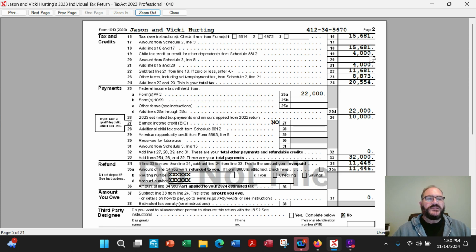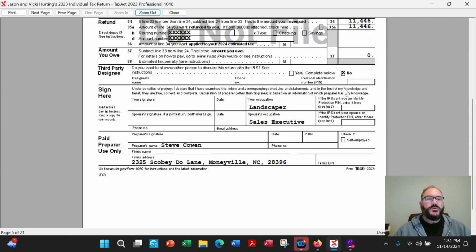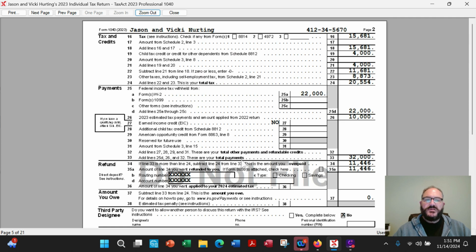They got that $4,000 child tax credit. Then they had those other self-employment taxes come in, so they owed a total of $20,554. On the W-2, Vicky paid $22,000. They'd also put in $10,000 worth of payments. So total payments were $32,000. So they wind up getting $11,000 and change back.